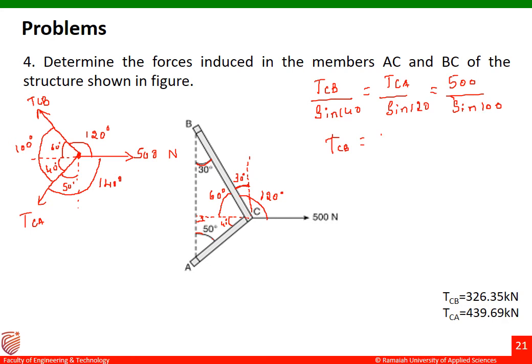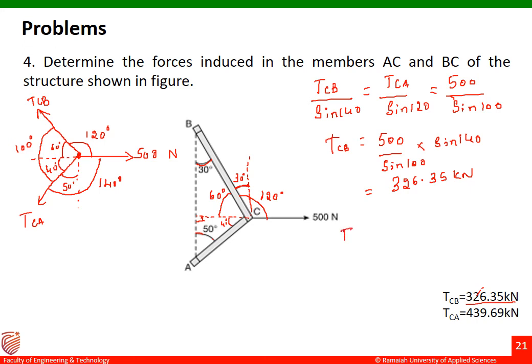So this is my TCB. TCB is equal to 500 divided by sine 100 into sine 140 degrees. By substituting these values in the calculator, 500 into sine 140 divided by sine 100, you are going to get the answer for TCB as 326.35 kilonewton, which is the same as the answer displayed on the screen here.